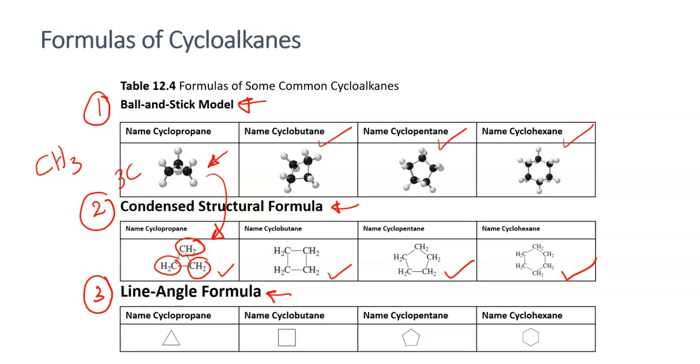Okay, so if you look at the line angle formula, you just convert this into lines and angles. So you can convert the cyclopropane condensed structural formula just to a triangle, and each angle represents CH2. And in cyclobutane, you can see four corners showing four CH2s. And in cyclopentane, you can see 5 corners showing 5 CH2s. And in cyclohexane, you can see 6 corners representing 6 CH2s.